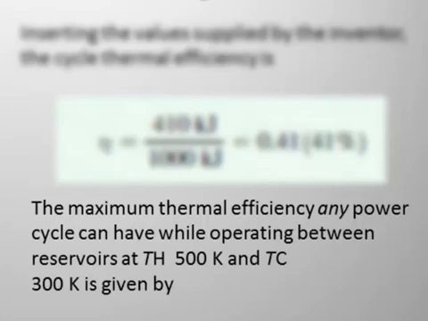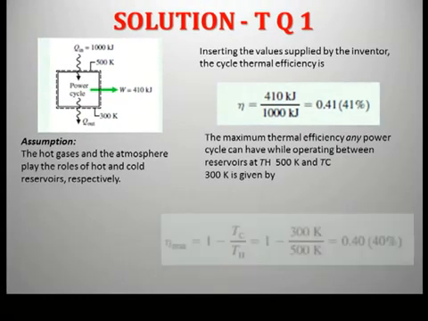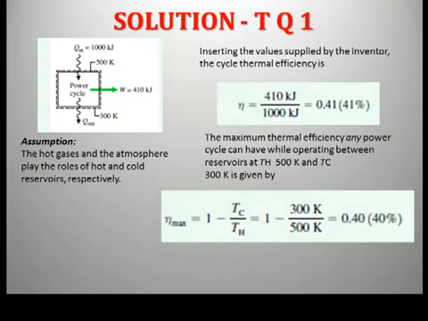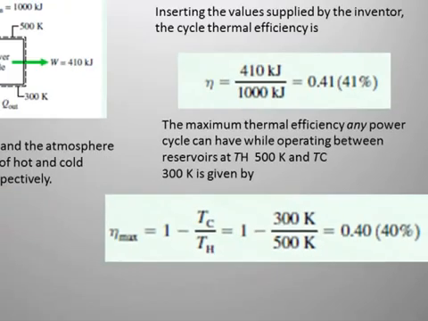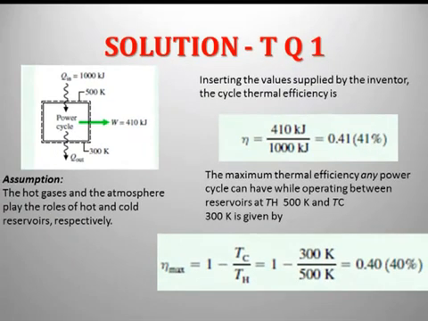Now let's go on to evaluate the maximum thermal efficiency, since any power cycle operating within a particular reservoir, a particular operating temperature, can have some limit to its efficiency. And so we'll calculate the maximum efficiency and then compare with the actual efficiency. Now if you use the formula 1 minus Tc over Th, it gives us 1 minus 300 Kelvin over 500 Kelvin, and that would result in 40%. What this means is that with the operating temperatures, the maximum efficiency that can be achieved is 40%.